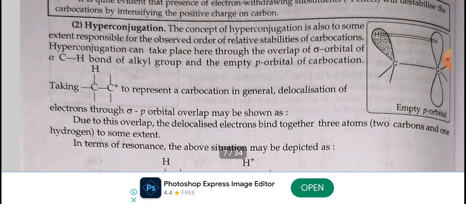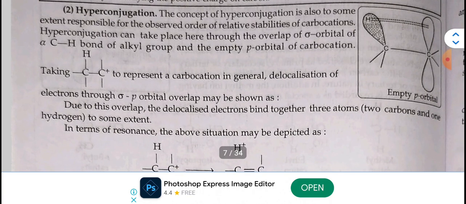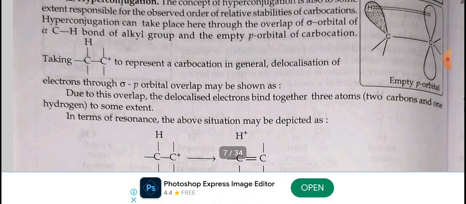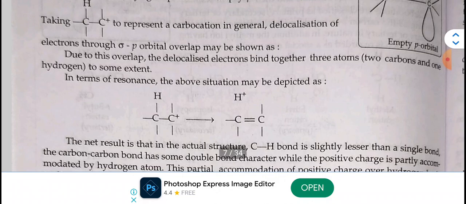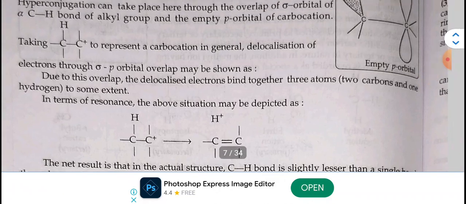Hyperconjugation. The concept of hyperconjugation is also to some extent responsible for the observed order of relative stabilities of carbocations. Hyperconjugation can take place here through the overlap of the sigma orbital of the alpha carbon-hydrogen bond of the alkyl group and the empty p orbital of the carbocation, taking C2H5+ to represent a carbocation. In general, delocalization of electrons through sigma-p orbital overlap may be shown as follows.